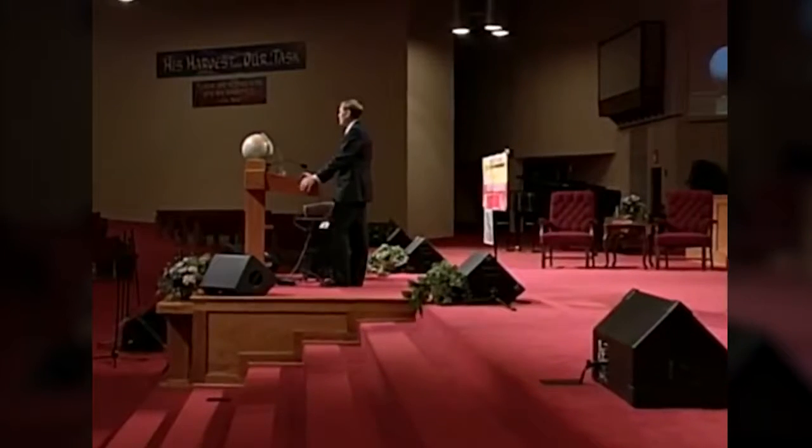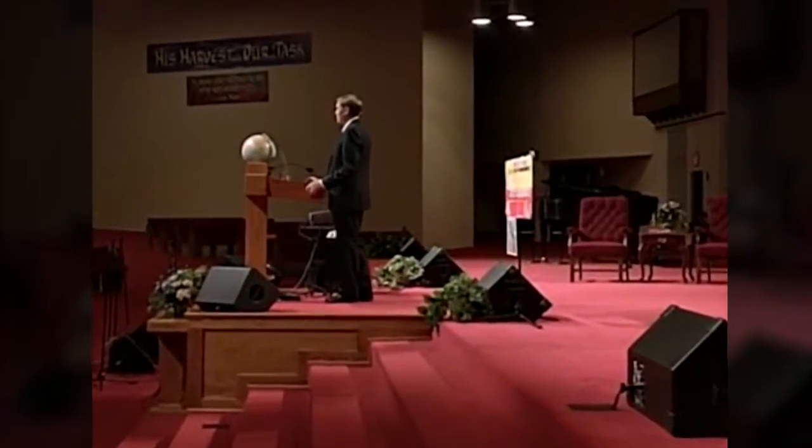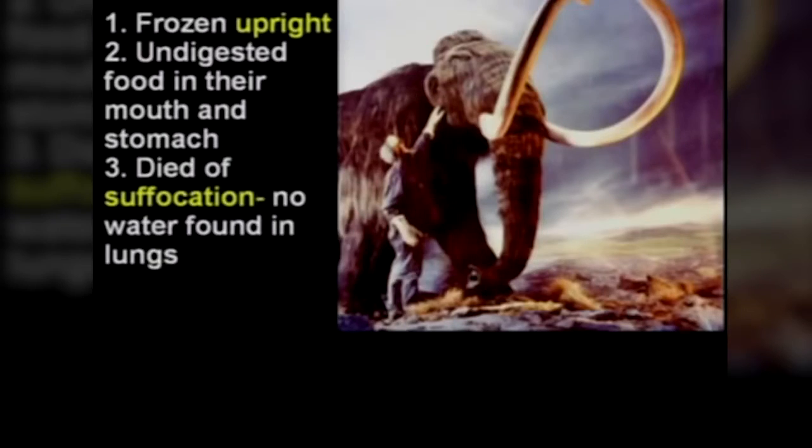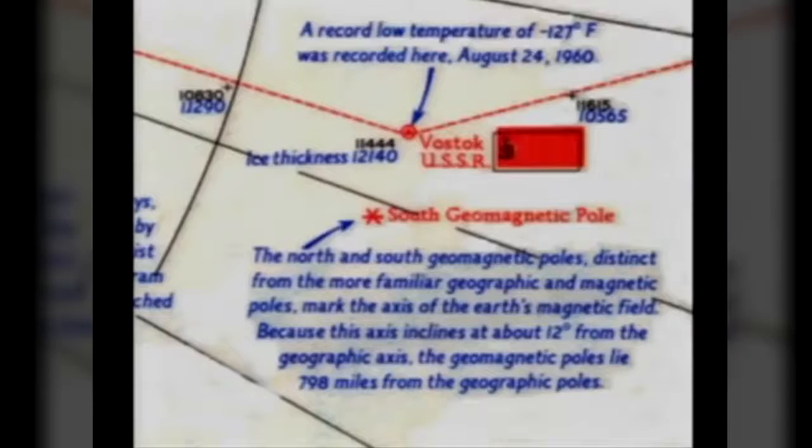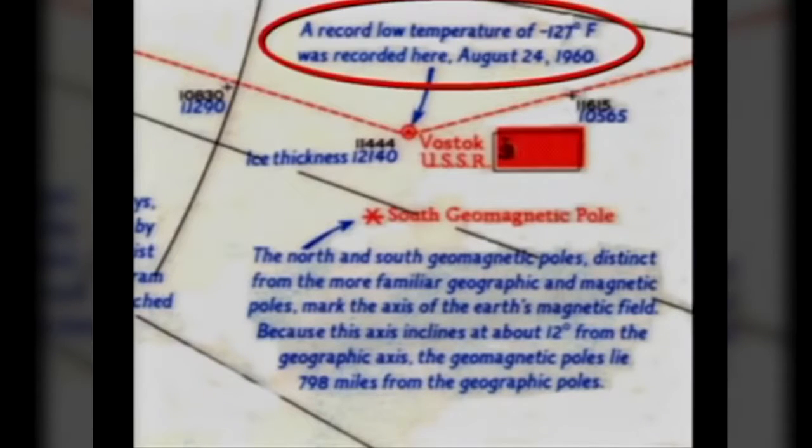Well, some of the mammoths are frozen in the upright position. Their undigested food in their stomach and mouth is an interesting situation. They died of suffocation. There's no water found in the lungs. The small ice crystals in the blood indicate they probably froze in less than 5 hours. That requires something less than 300 below zero. Now, it never gets 300 below zero on Earth. The coldest temperature ever recorded from National Geographic is minus 127 degrees. That's pretty chilly, but that's not cold enough to freeze the mammoths. What happened to freeze the mammoths?